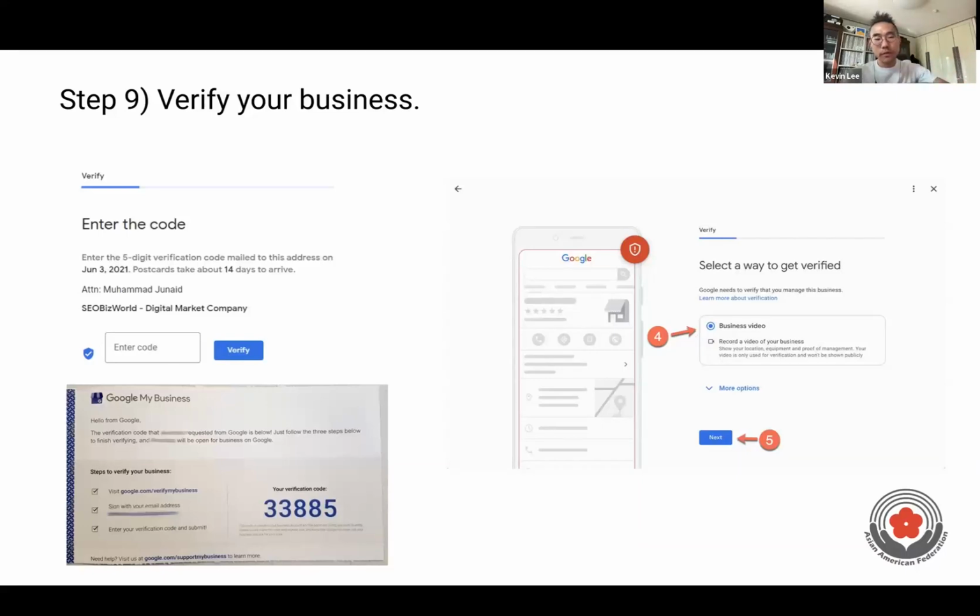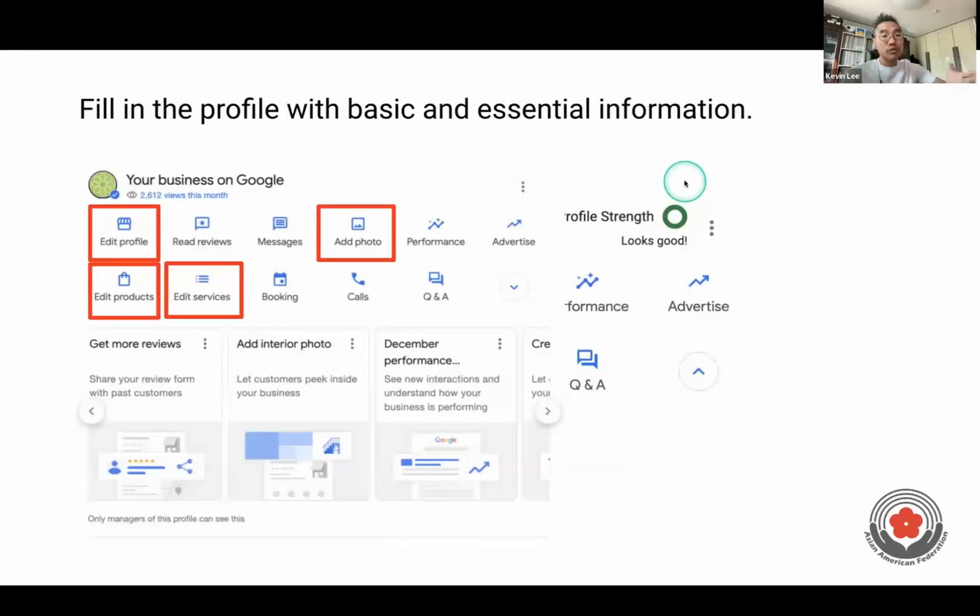And recently Google added a new way of recording a video of your business. So you can show your location in a short video, or you can show your specific equipment, and you can show your actual retail store, to tell Google that you're a legitimate business. So you don't have to do the whole postcard thing and wait like 5 days to over a week to get verified. Also, sometimes mail gets lost and then you have to reapply again, which is annoying. So I like the Google Business video verification, which is also cool. And then pretty much you just fill in the profile.